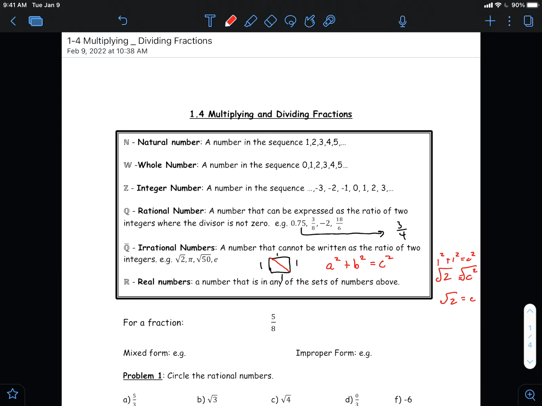The point is it's this really long decimal, whatever it is, that doesn't repeat, right? And it can't be represented as a fraction, like a number divided by a number. It's just this weird bunch of random numbers.